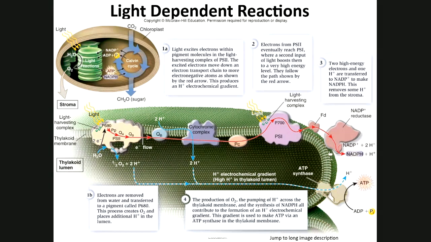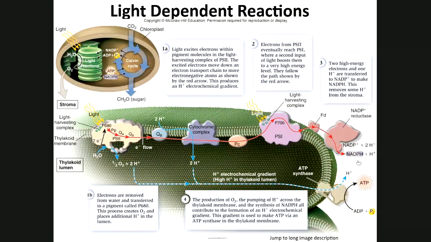And then we have here ATP synthase. This is where we're making ATP, and this is where hydrogen ions can move from high to low concentration. And then here we also have NADP reductase. This is the enzyme where NADP plus is reduced to make NADPH. Again, the goal is to make ATP and NADPH.